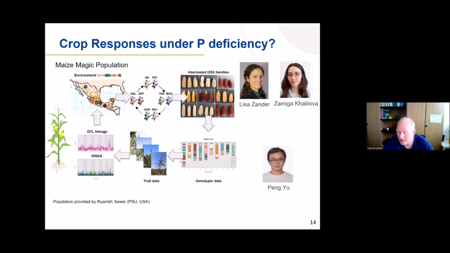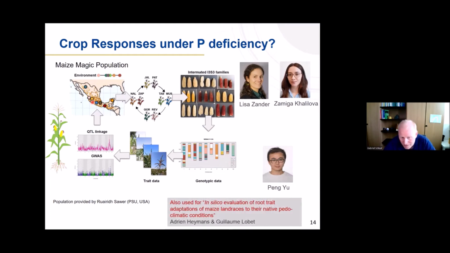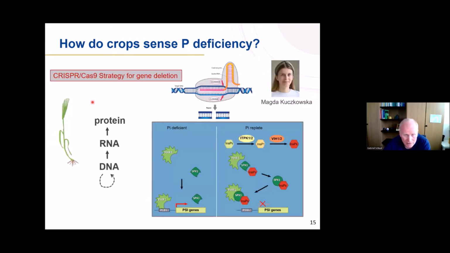But here we also have the chance, because it's an unbiased approach where we make a genome-wide association mapping and then can do QTL mapping, QTL linkage to certain traits. It's an unbiased approach that will also allow us to identify novel players in phosphate use efficiency in maize. Okay, and as a side note, the same MAGIC population is also used for in silico evaluation of root trait adaptations of maize landraces to the native pedoclimatic conditions by Guillaume Lobé with his student Adrian Heymans. And Andrea will say a short word about this later.